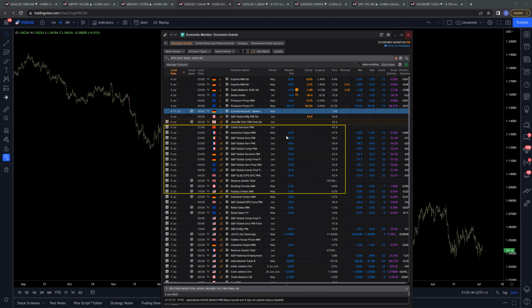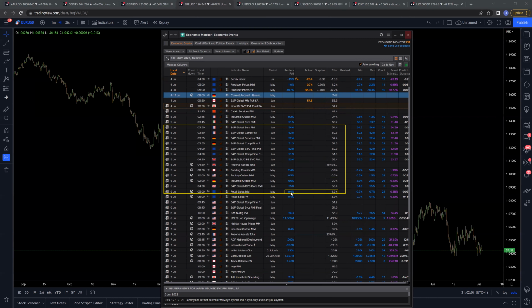I'm expecting weaker data on the PMI, but it's already very well known and expected that the data may be weaker. So it's probably already priced in. We're expecting a little bit of a rebound on factory orders, but I could still see this potentially being a miss during our North American trading session tomorrow.